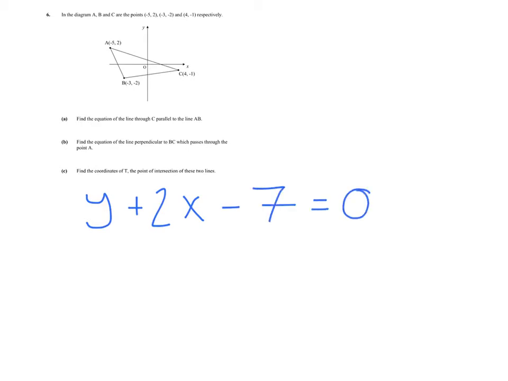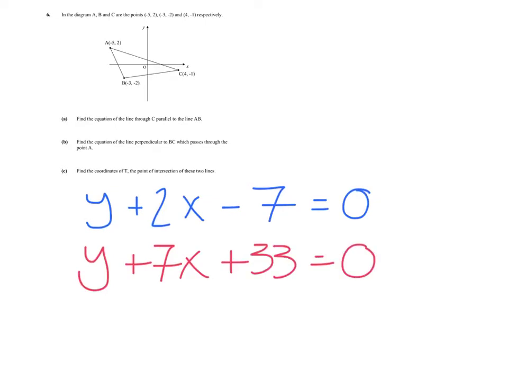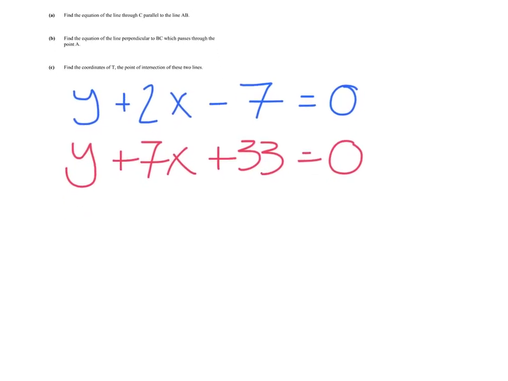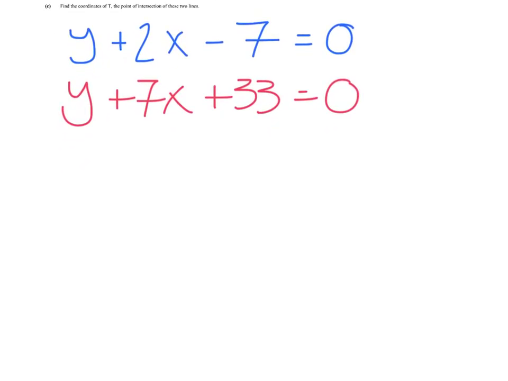And in the second part, the second equation was y plus 7x plus 33 equals 0. In order to find the point of intersection, we need to solve these simultaneously by the traditional method, or substitute one into the other, or if we can, make one equation equal to the other. So we'll choose the latter method.